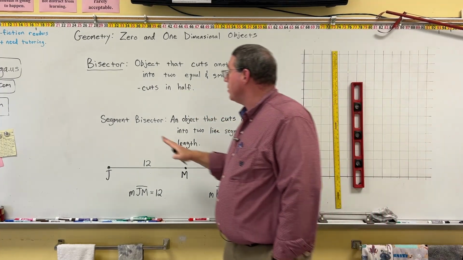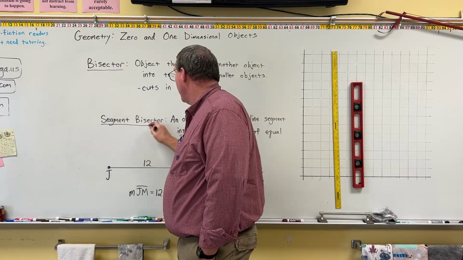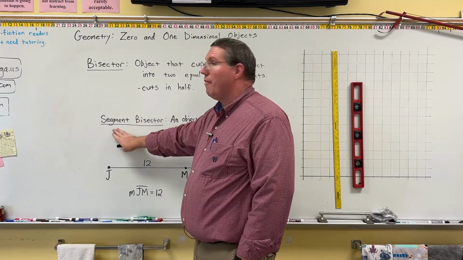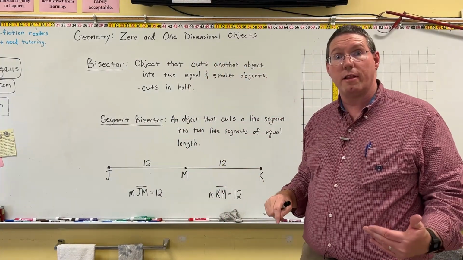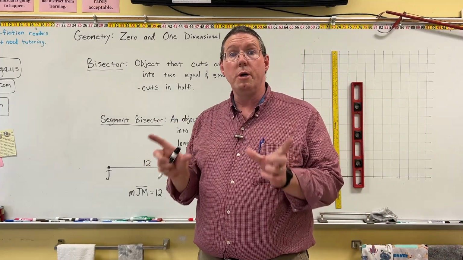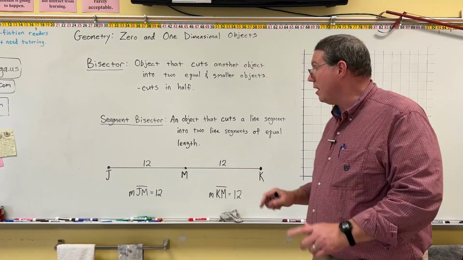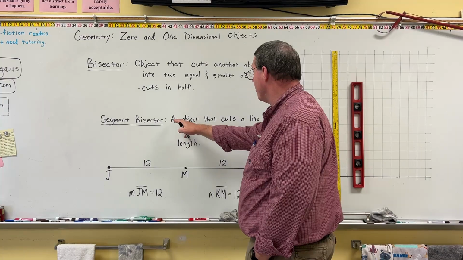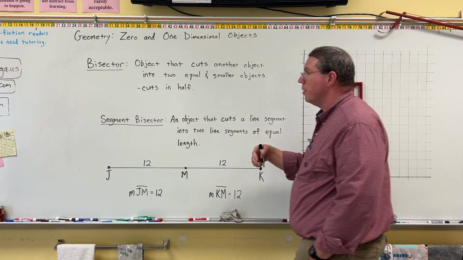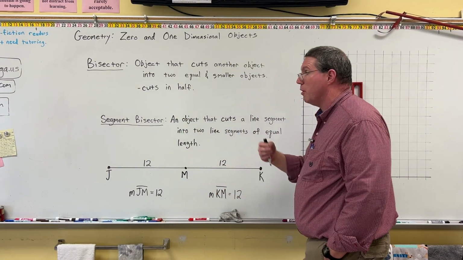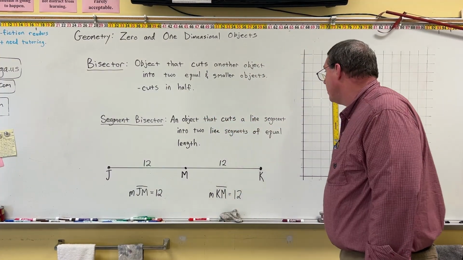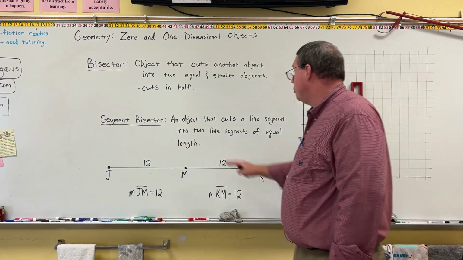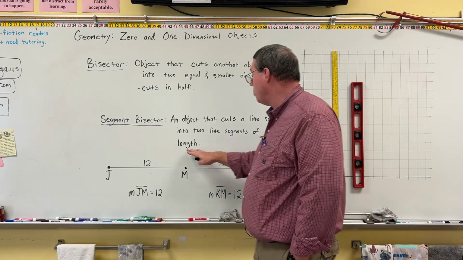So a segment bisector is a bisector of a line segment. Okay, so it takes a line segment and cuts the line segment into two equal lengths, two equal line segments. So it's an object, it could be a point, it could be another line segment, it could be a ray, it could be a line. It's an object that cuts a line segment into two line segments that are of equal length.